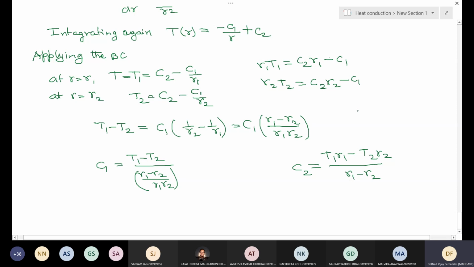R1 T1. Okay, so that is all you can write. Otherwise, you can write the opposite way also. T2 minus T1, you can write here R2 minus R1. So definitely C1 will be negative.